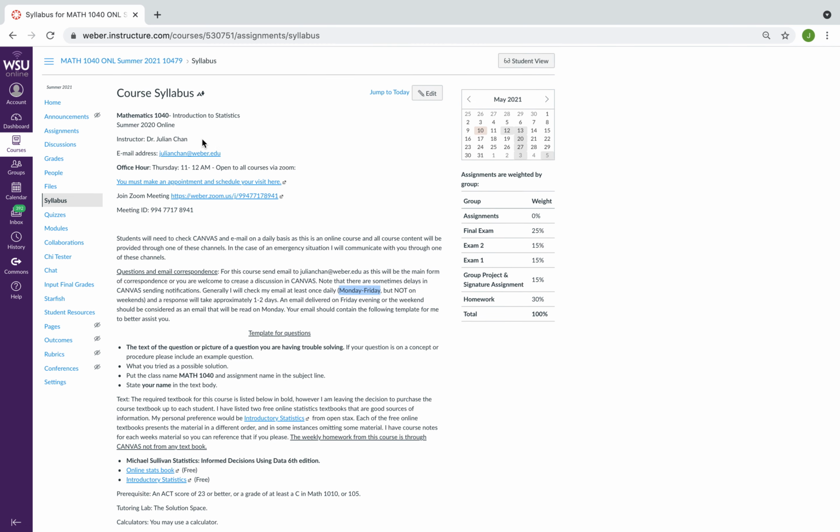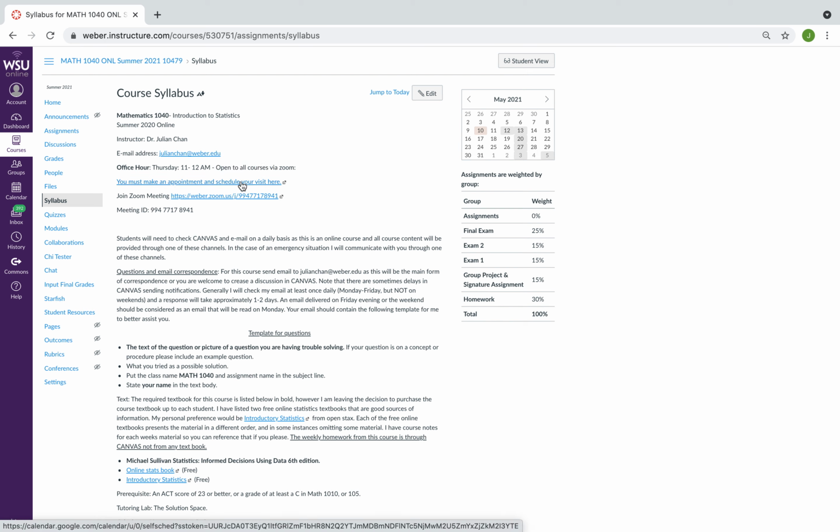Few other pieces of information. So email, that's where you should email me. And here's my office hour information. It's Thursday from 11 to 12 a.m. It's for all courses, via Zoom, and you're required to make an appointment, okay? Just so I know what to expect, and you can easily do that. You just have to click on this, and here you go.